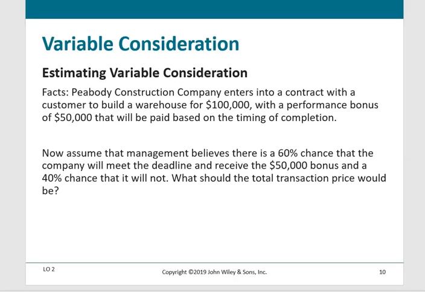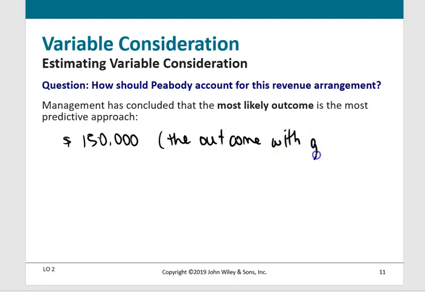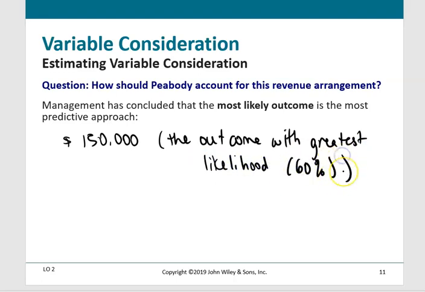So what would the total transaction price be? Well, we would typically say that if we're using the most likely outcome, then it would be the full 150,000. This is the outcome with the highest likelihood. And in this example, that's 60%.